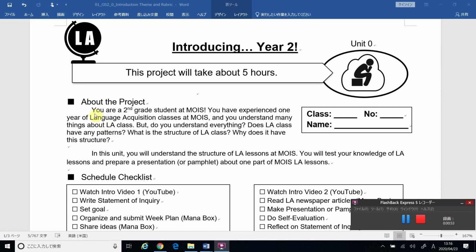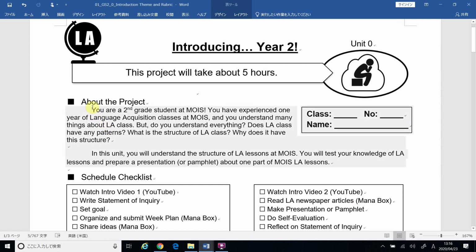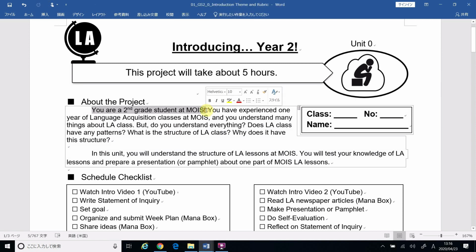First, let's read the theme. You are a second grade student at Moyes. Okay, I think this is important, so I will highlight it. In this unit, I am a second grade student at Moyes. Oh, that's true. You have experienced 1 year of language acquisition classes at Moyes, and you understand many things about LA class. Okay, language acquisition.